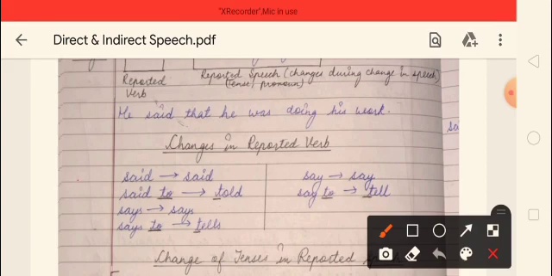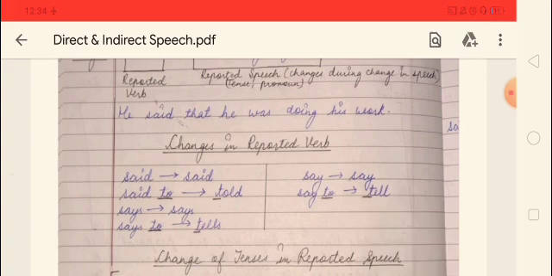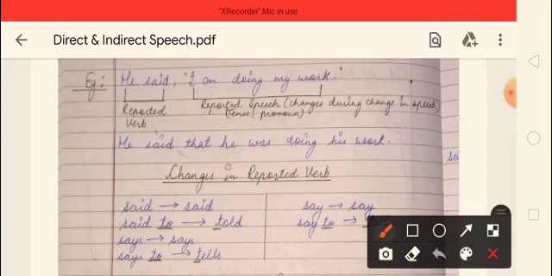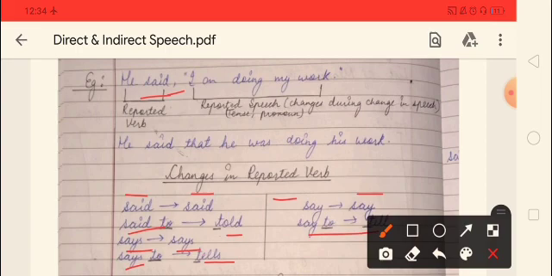Let us see what it is. Said remains said. Suppose the word in the reported speech is used as said. In this case, when we transform to indirect speech, said will remain said. Said to will be converted to told. Says remains says only. Says to will become tells. Say will remain as say only, and say to will become tell.